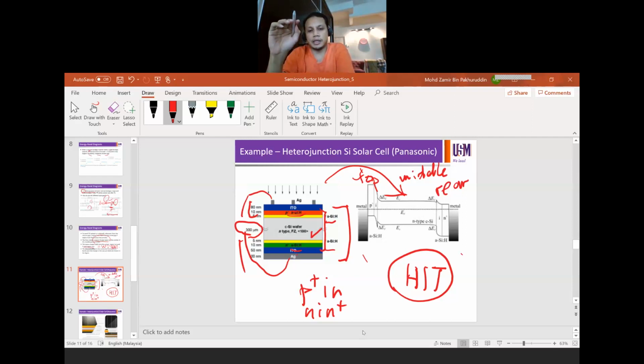P plus and then intrinsic, and then you can see the abrupt junction there. Why is there an abrupt junction there? Anyone? Why is there a discontinuity there? Why?